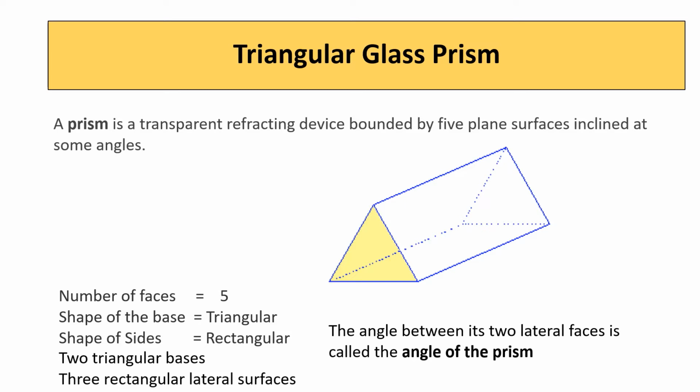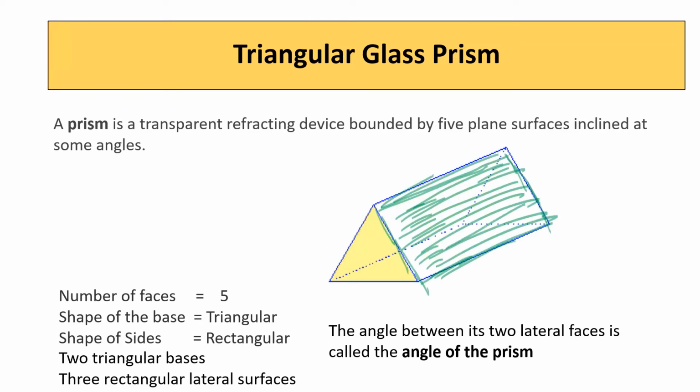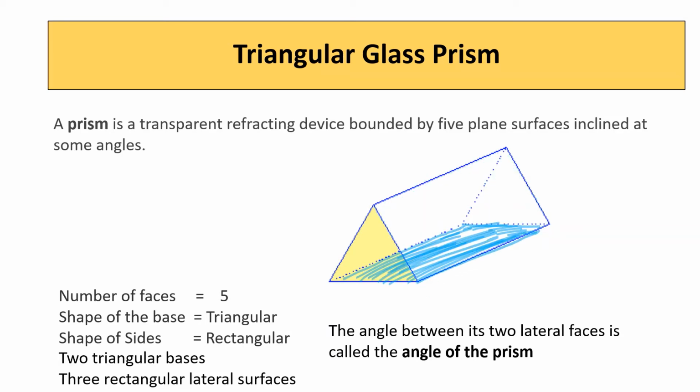It has, this is one triangular face, this is the other triangular face. It has 2 triangular faces and 3 lateral surfaces. This is one lateral face, which is shown in red color. The second lateral surface is shown in green. And this is the third lateral surface. It has 5 plane surfaces. Out of the 5 plane surfaces, 2 are triangular surfaces and they are known as bases, triangular bases. And it has 3 rectangular lateral surfaces.